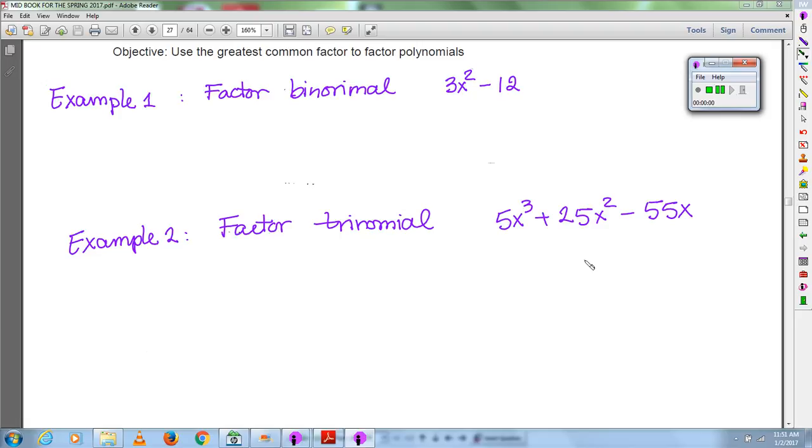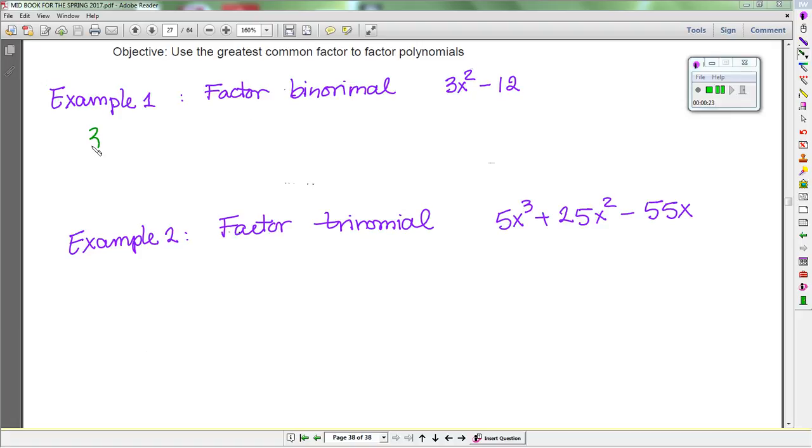In this video, we are going to use the greatest common factor to factor polynomials. Let's begin with example 1. We are going to factor a binomial, so there are two terms. To factor this, the first thing we have to do is factor each term completely.